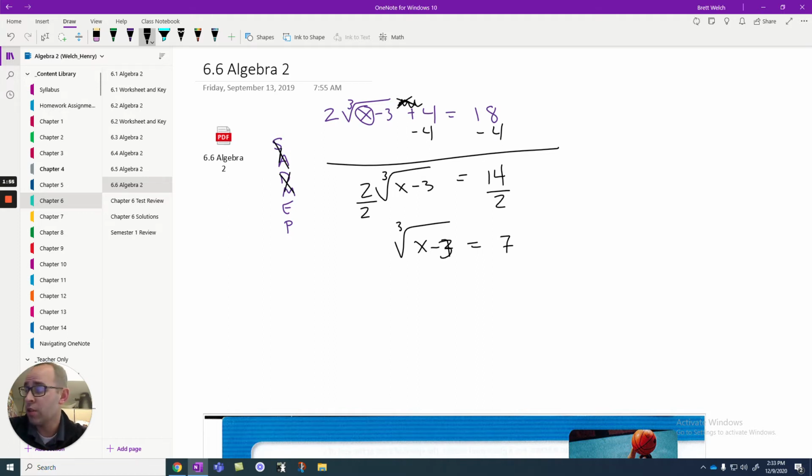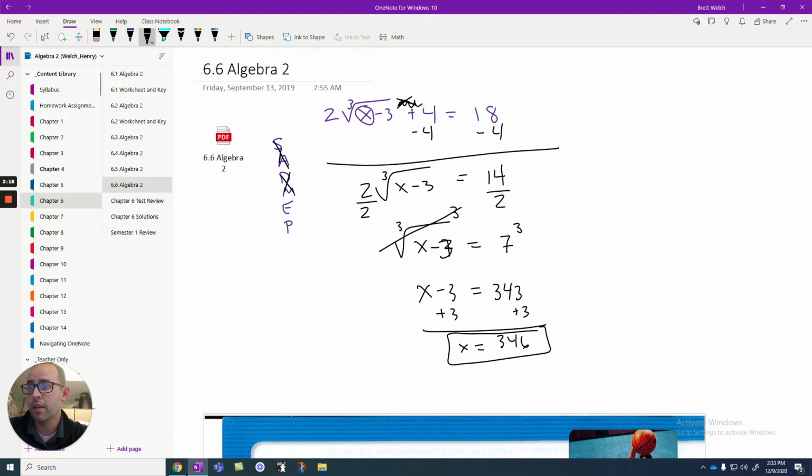And now to get rid of a cube root. If I want to get rid of a cube root, I cube. If I want to get rid of a 5th root, I raise it to the 5th power. So this will be a cube, but what I do to one side, I'm going to have to do to the other. This will give me x minus 3 equals 7 to the 3rd power. My calculator will tell me that is 343. And if I add 3, I'm going to get 346 for my x. And that's pretty dang good. I like it.